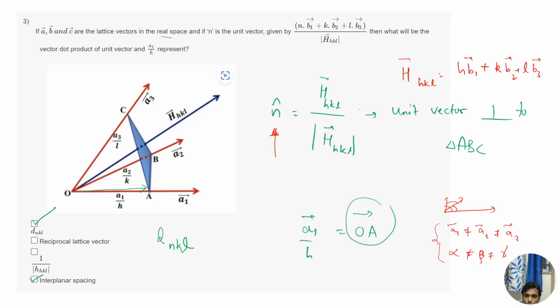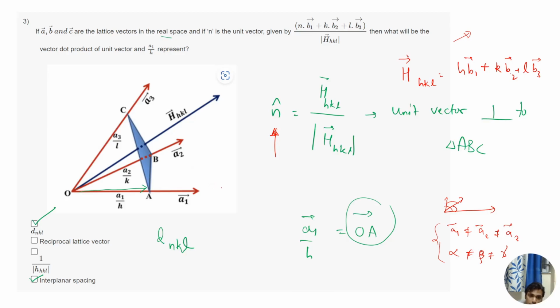Now you see, it is the magnitude of this. Let's say b1, b2, and b3 are perpendicular to each other. So what you have here is just a unit vector along this direction. Irrespective of the units, you can draw it as a vector in any plane, in any space, be it real space or reciprocal space. HKL is a plane, that's in real space.